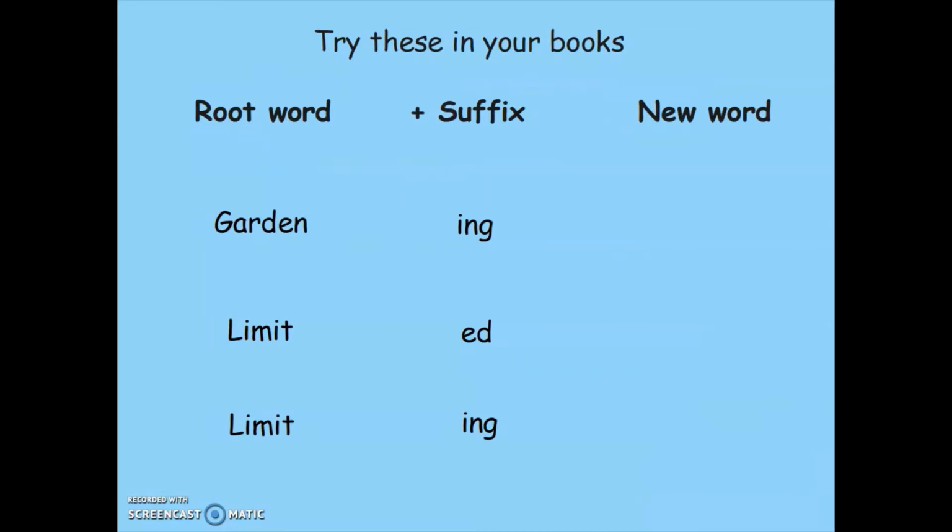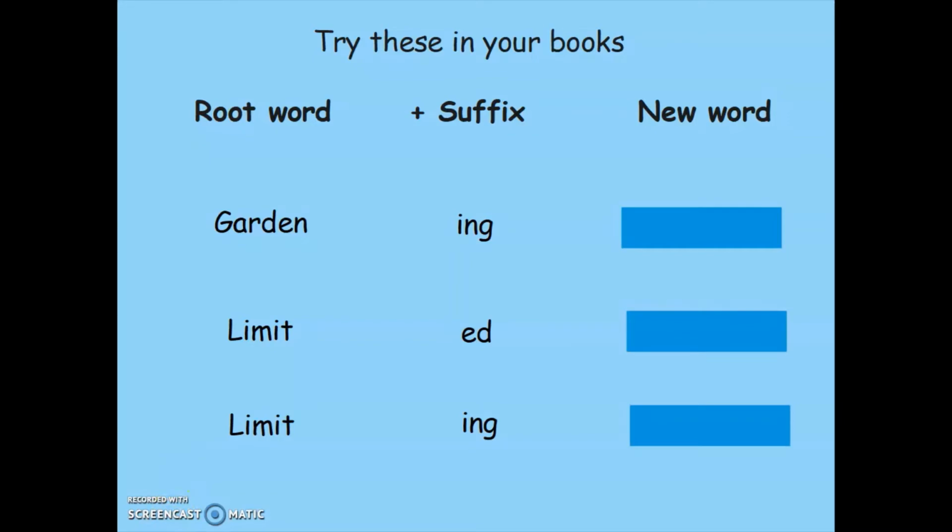Now try these in your books. You've got 3 root words and 3 suffixes, and you're going to create 3 new words. The first one, garden, is the root word, add your suffix, which is ing, and your new word is, write it in your book, and then try it for the next 2 questions. Press pause while you do this and then press play when you've finished to continue with the lesson.